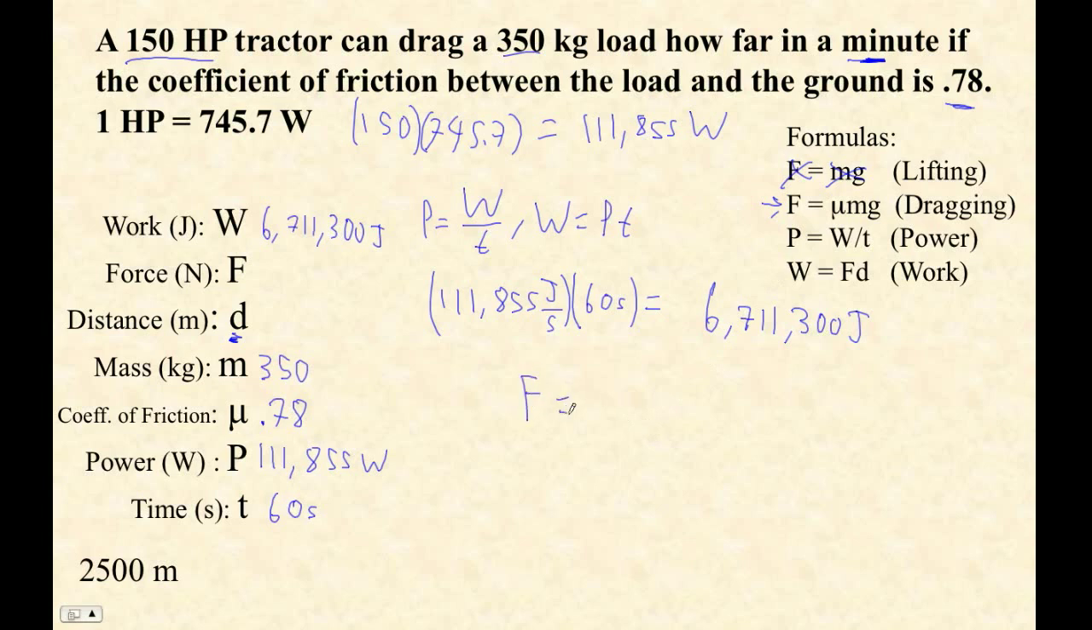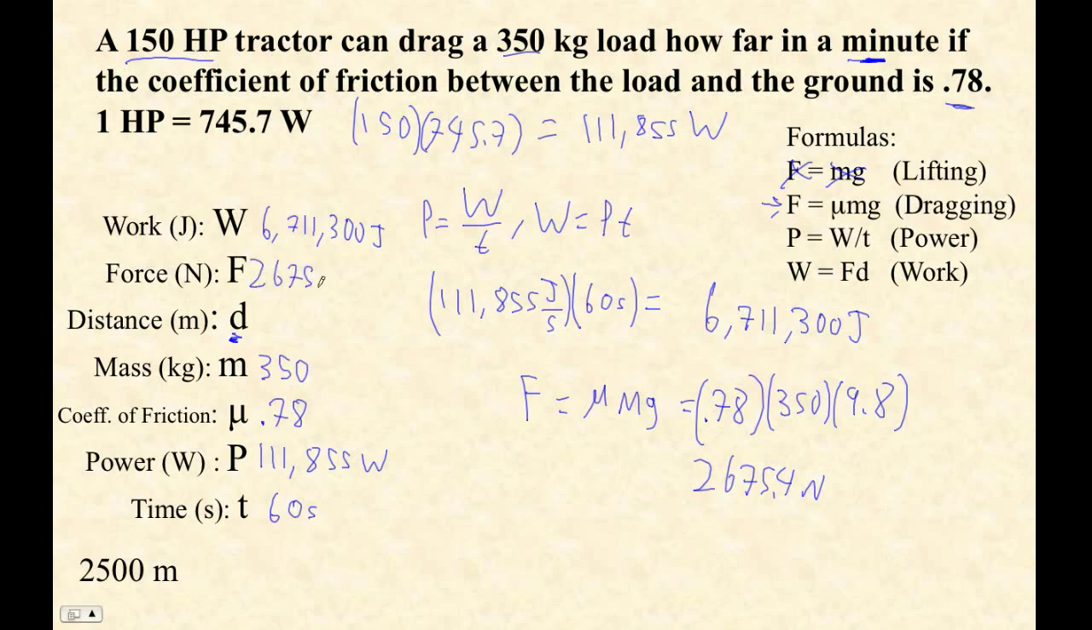So force is mu times m times g, because we're dragging, right? So 0.78 times 350 times 9.8. Okay, so I'm going to store this guy in someplace, right, because I want it back. And then 0.78 times 350 times 9.8 is 2675.4. And that's our force. It's newtons.